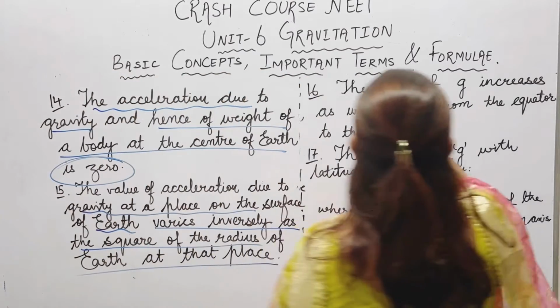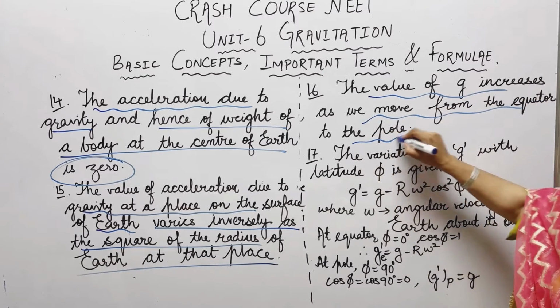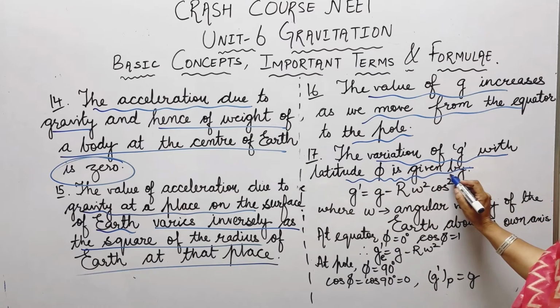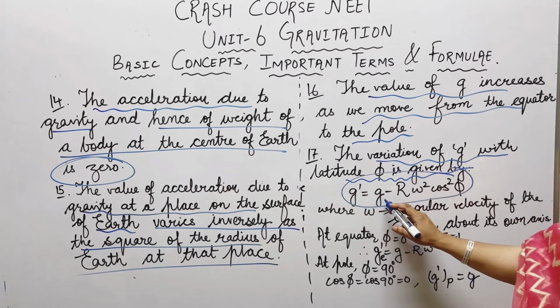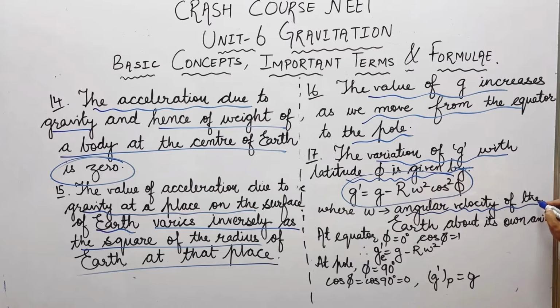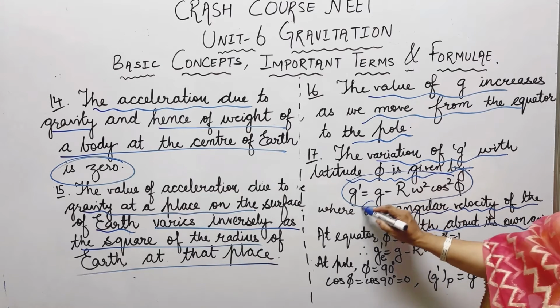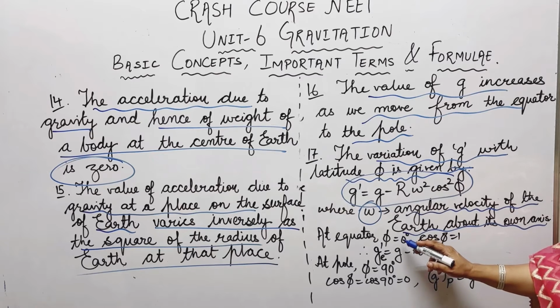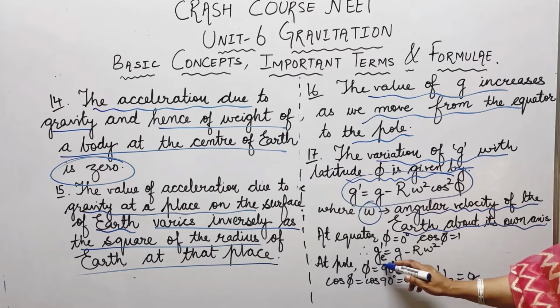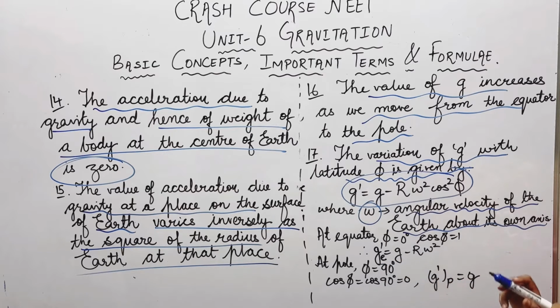The value of g increases as we move from the equator to the pole, and the variation of acceleration due to gravity with latitude phi is given by the relation g dash equals g minus R omega square cos square phi, where the angular velocity of the Earth about its own axis is denoted by omega. At the equator, phi will be 0, and in that case the acceleration due to gravity at the equator is equal to g minus R omega square. And at the pole, phi will be equal to 90 degrees, and in that case at the pole it is equal to the acceleration due to gravity g.